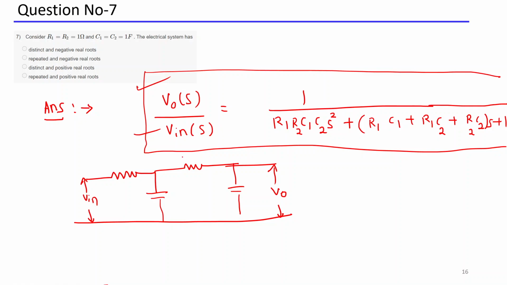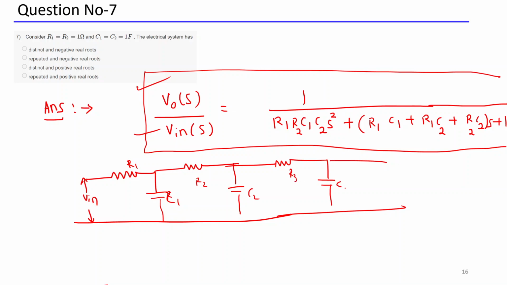First of all, the first term is just a multiplication of all the components, R1, C1, R2, C2. I'll tell you the shortcut in the next class. Another term is there. One question, sir. Yeah. Suppose C1 is not there, then we can remove C1 in the final transfer function? Yes, you can remove C1. That is the advantage of remembering this equation.